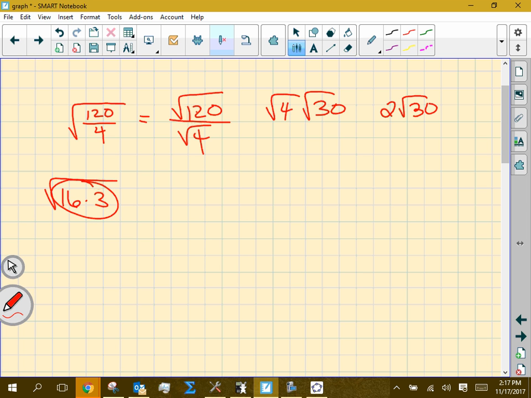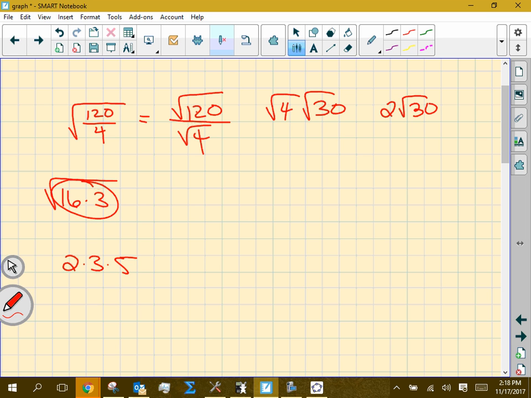Now I want to make sure that 30 is simplified. So what number will divide 30? 2. Okay, 2, and it gives me 15, right? What number will divide 15? 3, and it gives me 5. So 2 times 3 times 5 is the prime factorization of 30. 2 times 3 is 6 times 5 is 30, right? Are there any pairs there? No. And because there's no pairs, it tells me that 30 is not divisible by a perfect square.